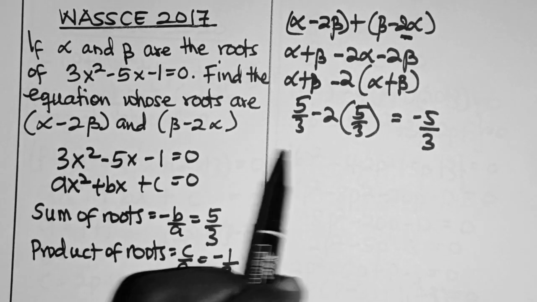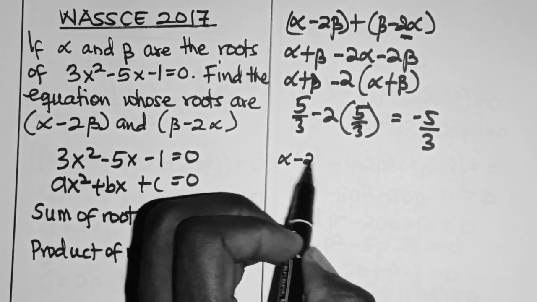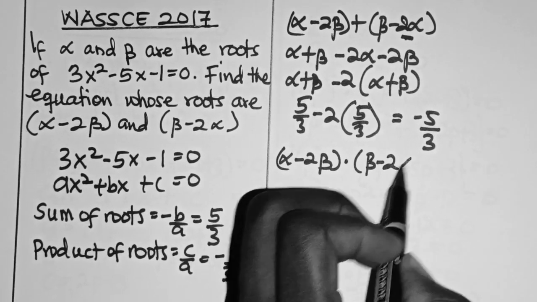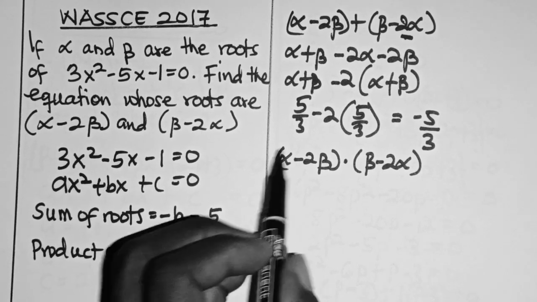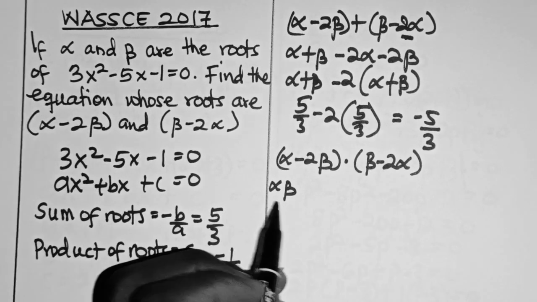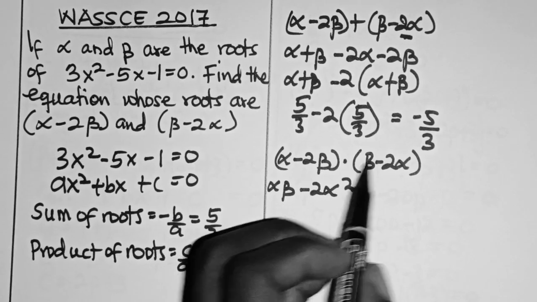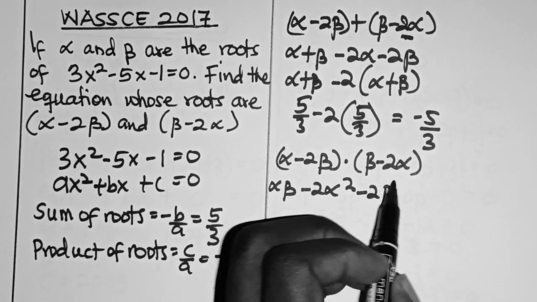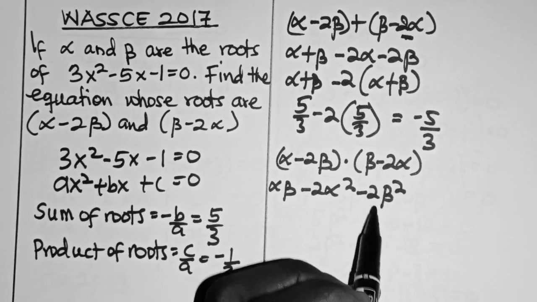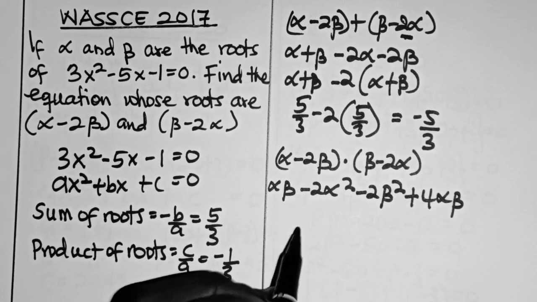Then the next thing is we are supposed to find the product of roots. So that is alpha minus 2 beta times beta minus 2 alpha. So alpha times beta is alpha beta. Alpha times minus 2 alpha is minus 2 alpha squared. The minus 2 beta times beta is minus 2 beta squared. Then minus 2 beta times minus 2 alpha becomes plus 4 alpha beta.